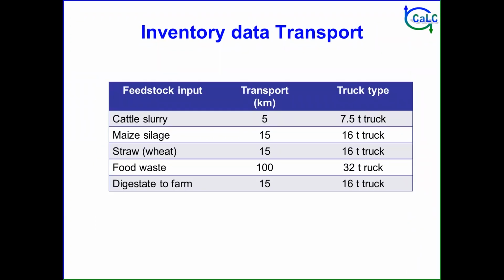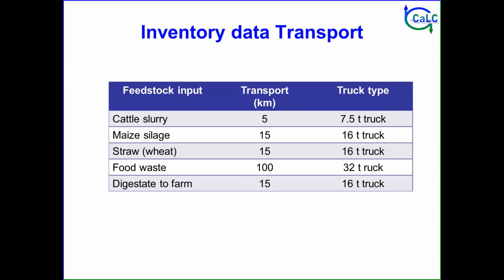Again, the feedstock would require transport, so we are making some assumptions regarding transport. For cattle slurry, we are saying it will require 5 kilometer transport, and it will be transported through a 7.5 ton truck. Maize and each other feedstock has a different transport mode and distance, and that we will enter into the system.